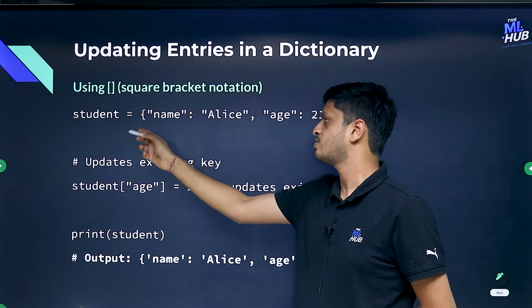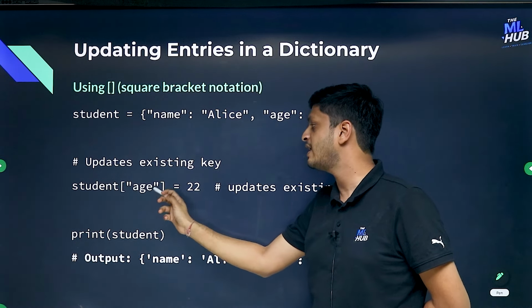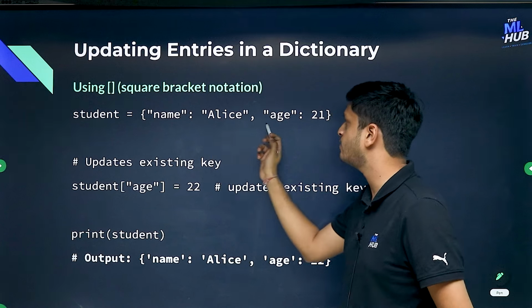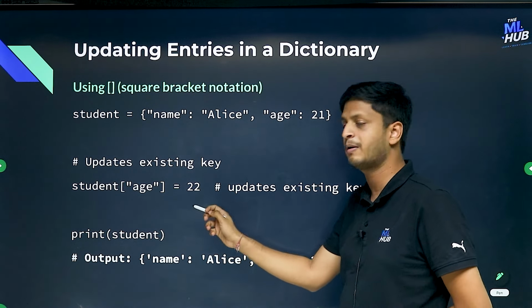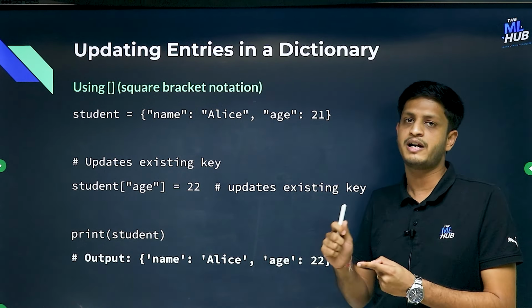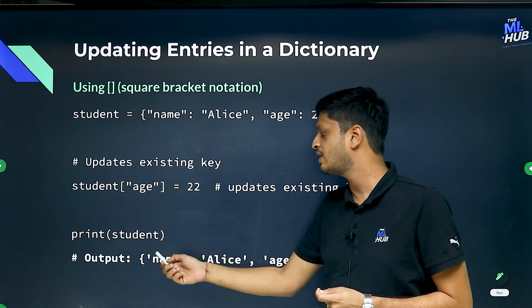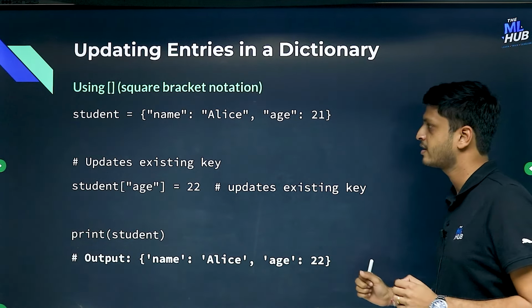So if we have a student dictionary, name Alice and age 21, if I write student age is equal to 22, since age as a key was already present, now it will update its value. Now the age, instead of 21, it will become 22. So it updates the existing key. The same syntax is used for insertion as well as updation. Now if you print student, the output will be name Alice and age 22. The value was updated. Okay.